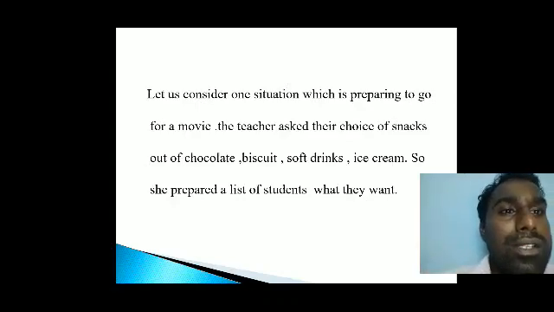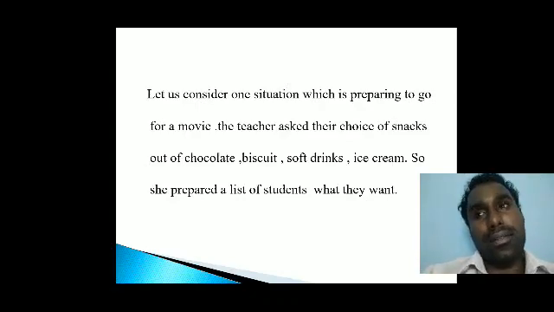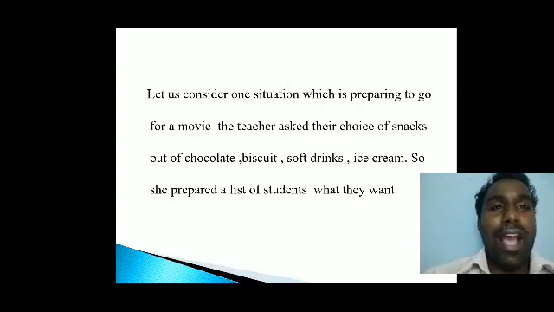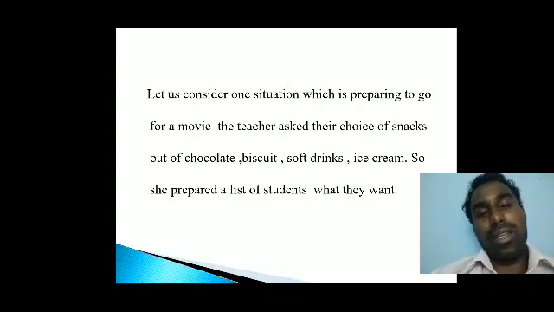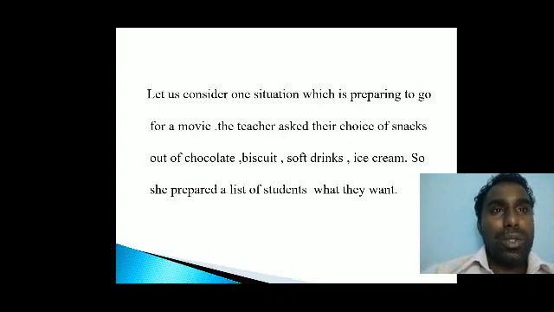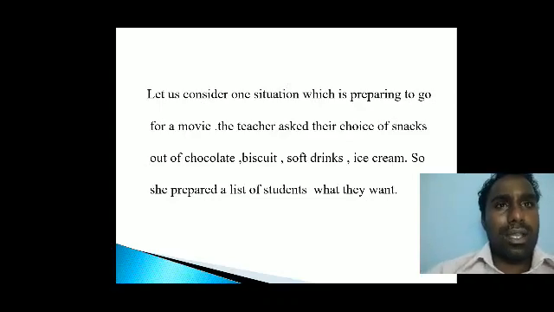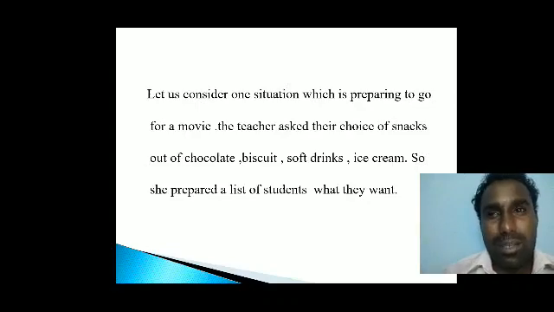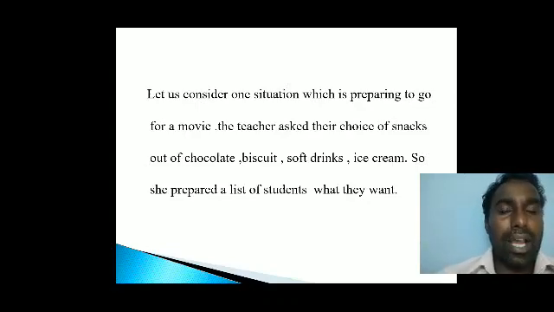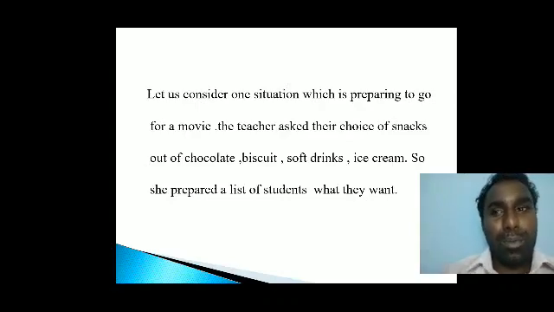So she prepared a list of students and what they want. If I ask you, you will definitely ask for all the things, right? Am I right? Anyway, the condition is you can only choose one. So for that she prepared one list. Otherwise one person will ask for a biscuit, one person will ask for a soft drink, so she will get some confusion and it will take a lot of time. It's called tedious. That procedure is also tedious, it will take a lot of time, it will be draggy. So the teacher prepared a list.